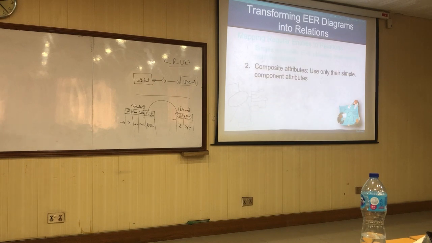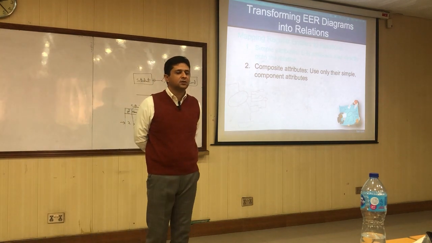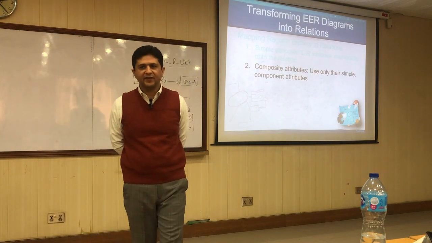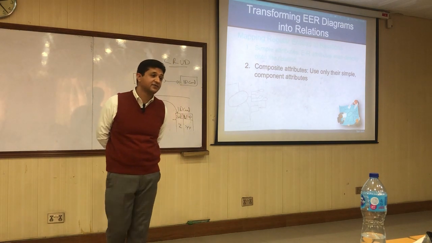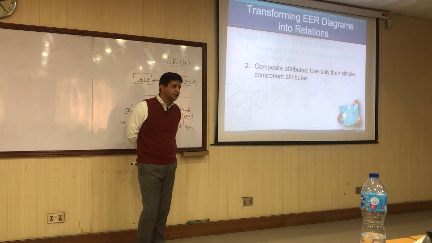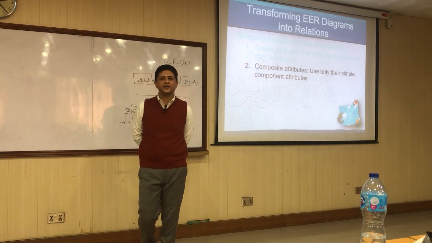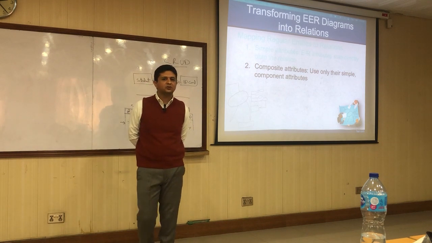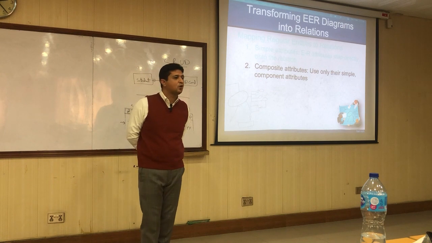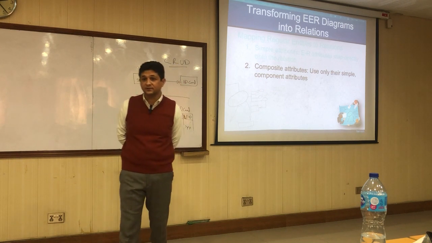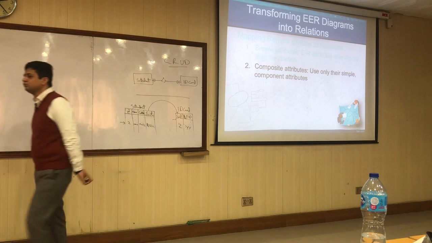If there are composite attributes in the entity relationship diagram, they are not used, rather their component attributes are used as columns. For example, we have a composite attribute address that consists of, for example, 4 components: house number, street number, city and country. Now these 4 component attributes would be transformed into the columns. Okay, so we'll have 4 columns: house number, street number, city and country.